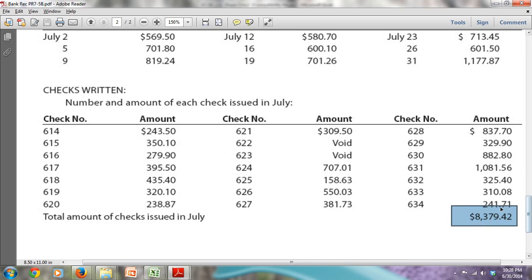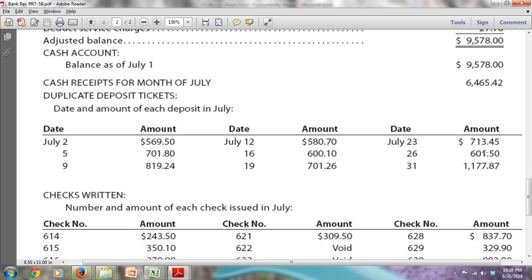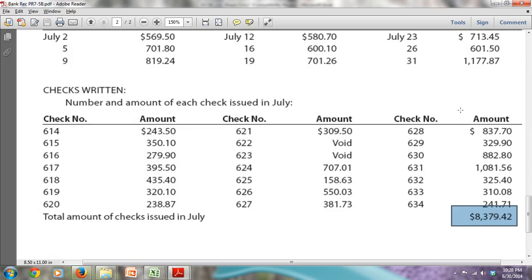Okay, so I'm going to write down the beginning balance of 9,578, and I'm going to add 6,465 and 42 cents, and then I'm going to subtract 8,379 and 42 cents.